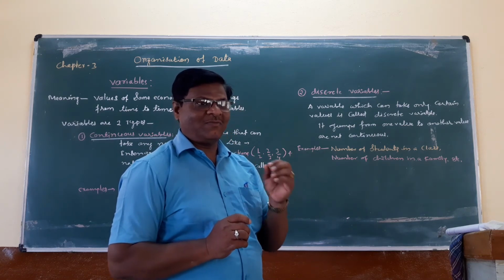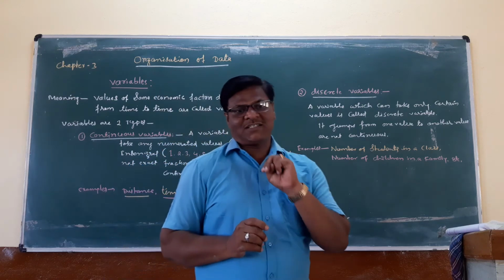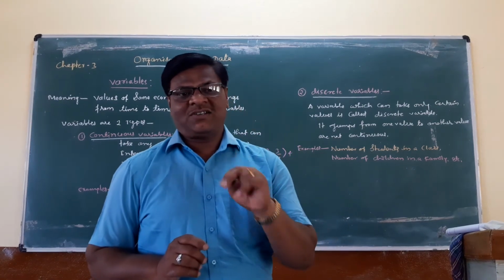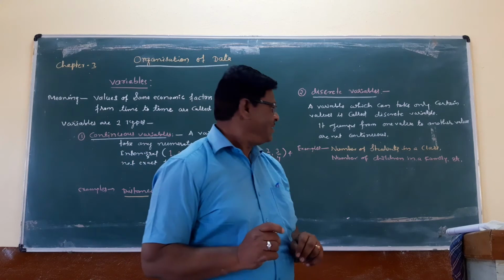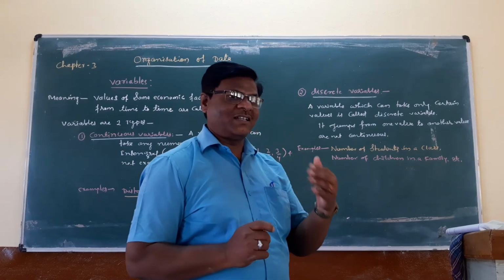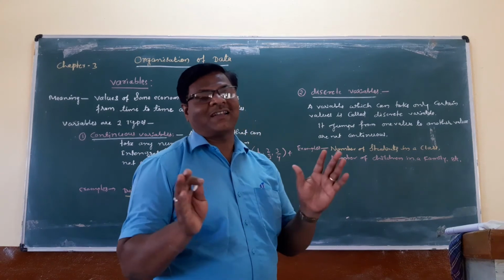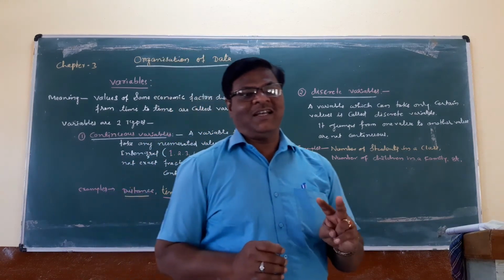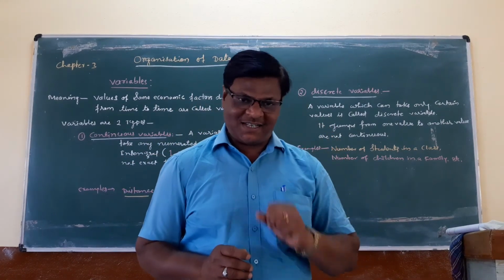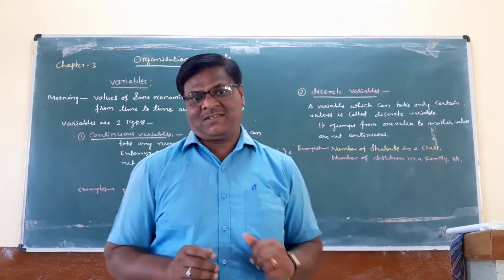There are examples for discrete variables. Two examples are the number of children in a family and the number of students in a class. These are called discrete variables.